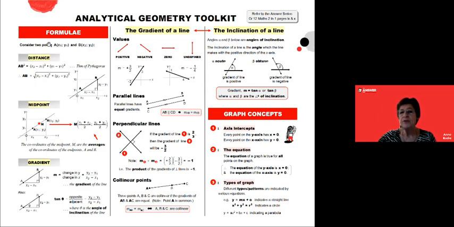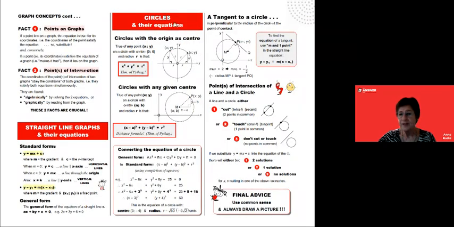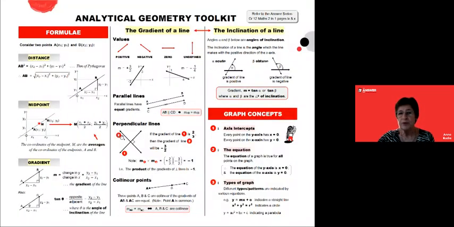We consider that there are 4 drawers in this toolkit: formulae, graph concepts, straight line graphs, and circles. And it's so important for learners to see that all this knowledge that they actually need to have at hand to be confident at answering analytical geometry questions, the summary of all of this knowledge can fit on to 2 pages. And that is always very encouraging. But they really need to know all of these things in great detail.